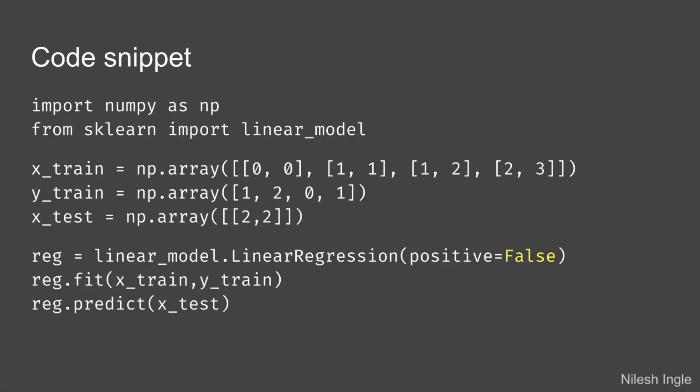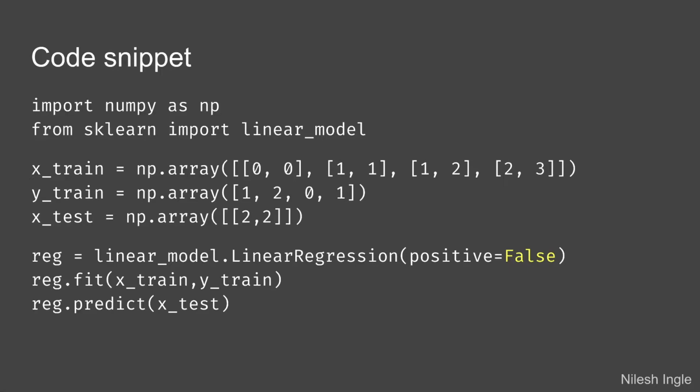Finally, in this code snippet, this shows us the format of implementation. We have imported the linear model library, and these are the train and test set we have. So we first initialize reg using linear model dot linear regression, and positive is set to false. That's the default. And then we fit that to the train dataset, and then use that to predict the test using the test dataset.